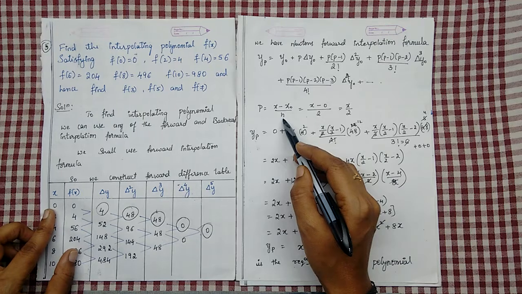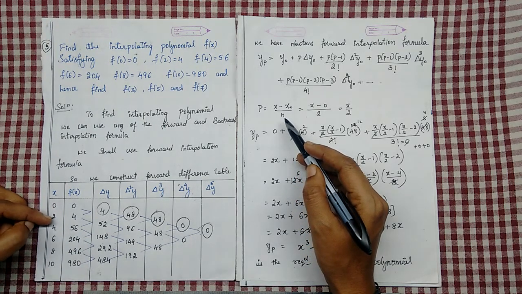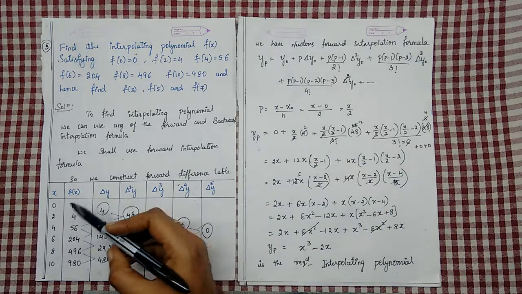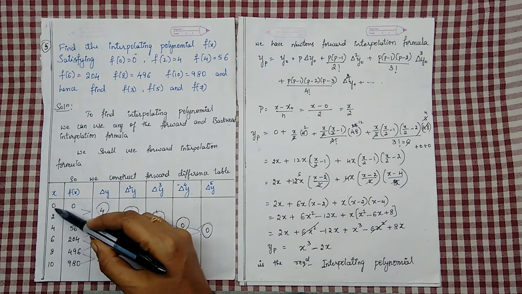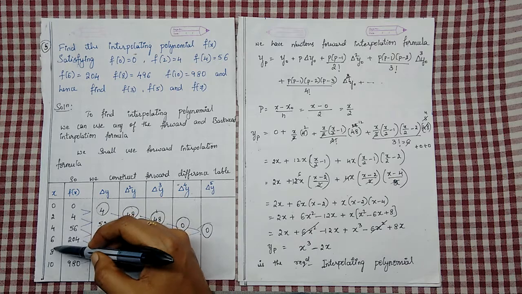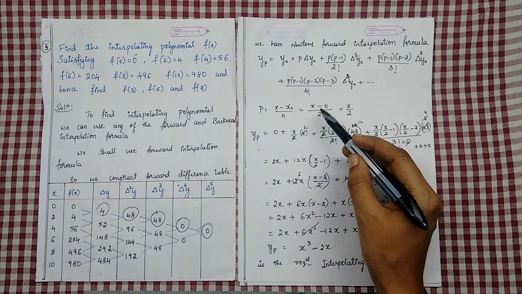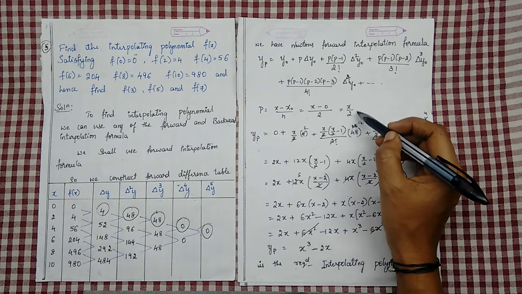And h is the step length, or the length of the interval. What is the length of the interval? In the first interval, 0 to 2. The second interval, 2 to 4. The length of the intervals here is 2. From 0 to 2, 2 minus 0 is 2. 4 minus 2 is 2. 6 minus 4 is 2 again. The common length is 2. This is the common length or the step length. So x minus 0 by 2 is x by 2. So the p value is x by 2.